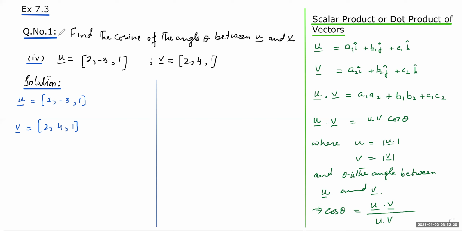Now let's start this question. The question is to find the cosine of the angle theta between u and v, where vector u is equal to 2, minus 3 and 1, and vector v equals to 2, 4 and 1.